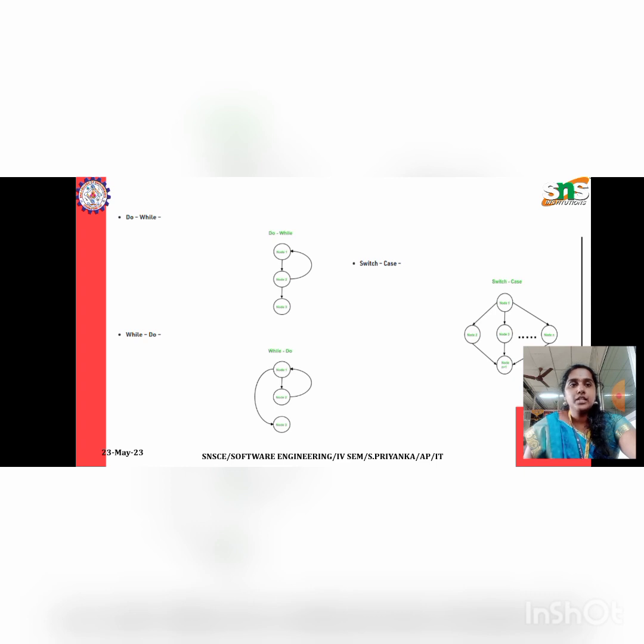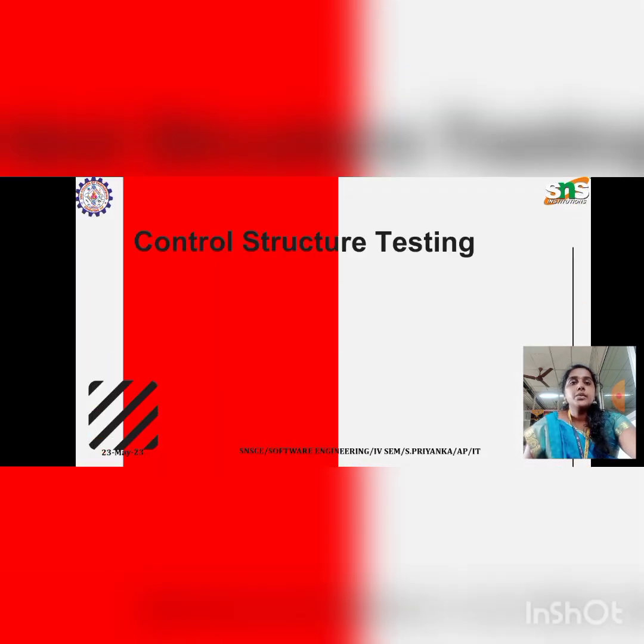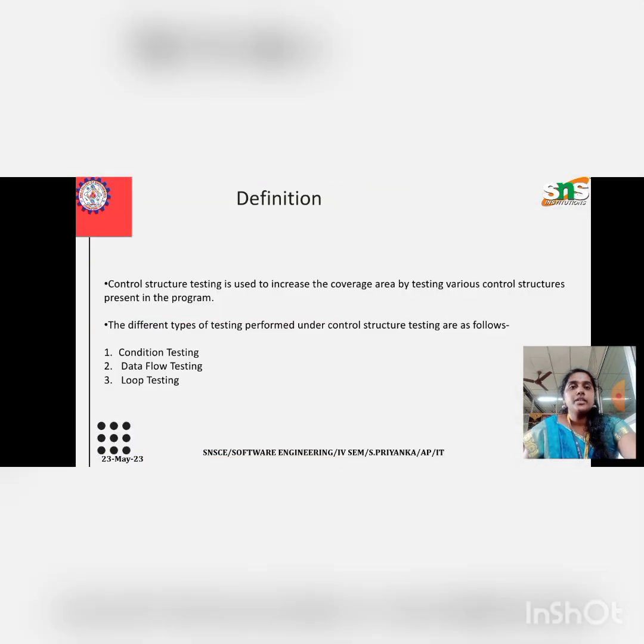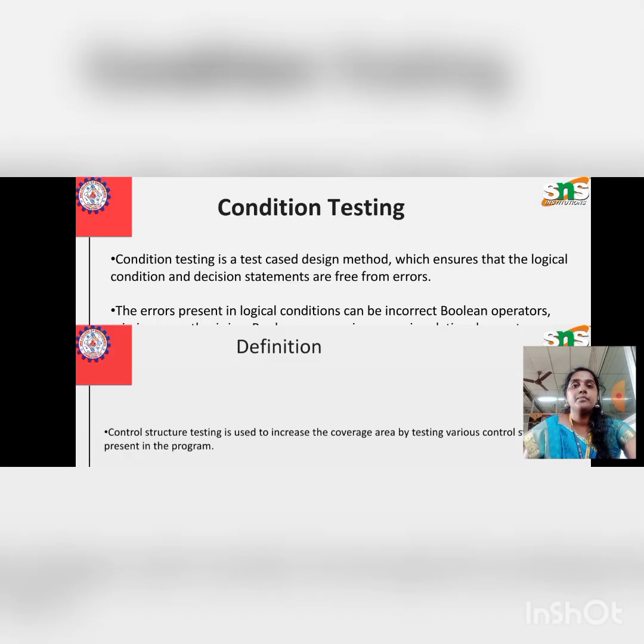Next is control structure testing. Control structure testing is used to increase the coverage area by testing various control structures present in the program. Here, the different types of testing performed under control structure testing are as follows: first condition testing, then data flow testing, then loop testing.